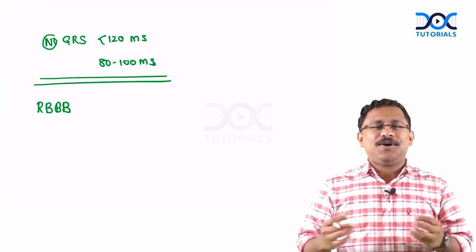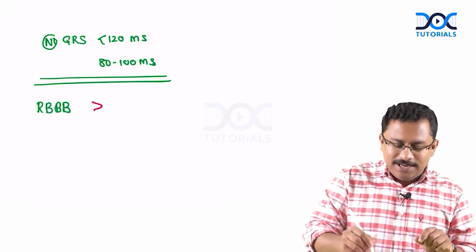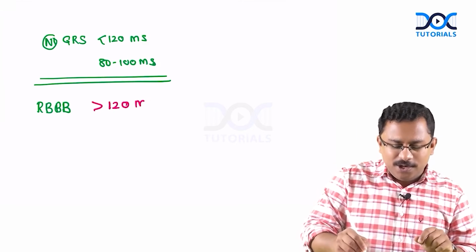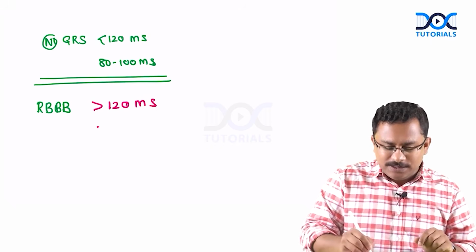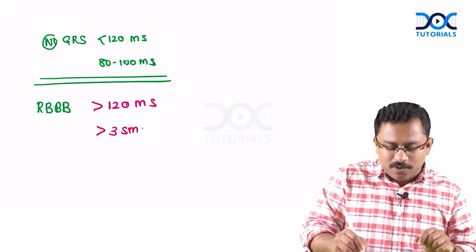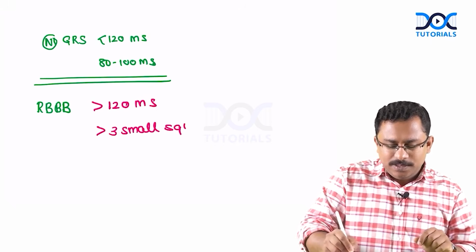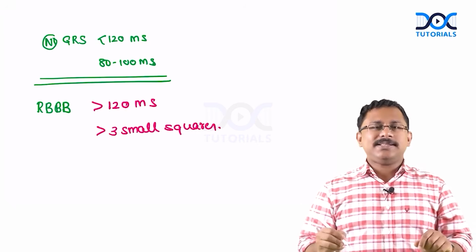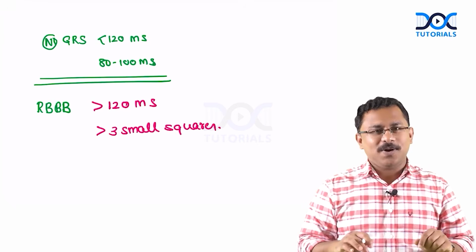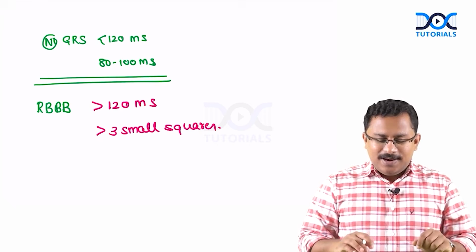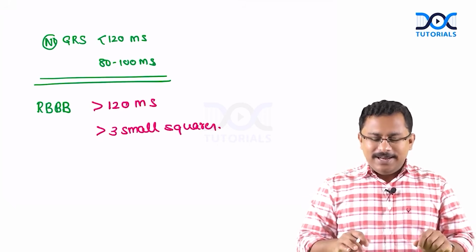In the case of a bundle branch block like RBBB, what will happen to the duration of the QRS complex? It will increase, it will be more than 120 milliseconds, that is more than 3 small squares. Okay, right bundle branch block. So that is again very, very clear.